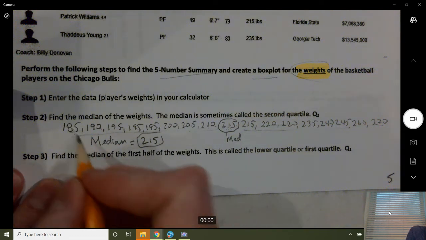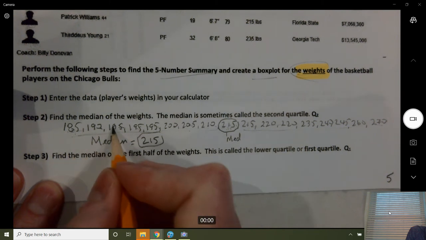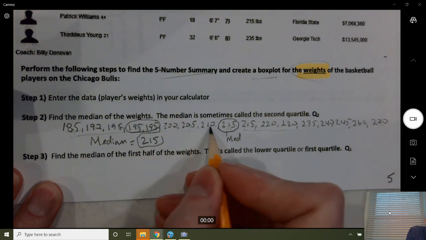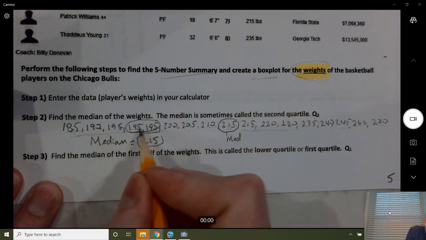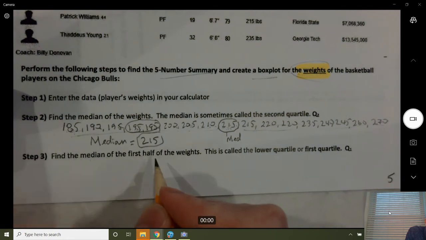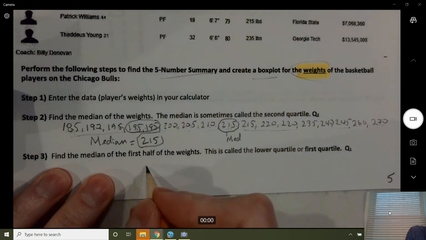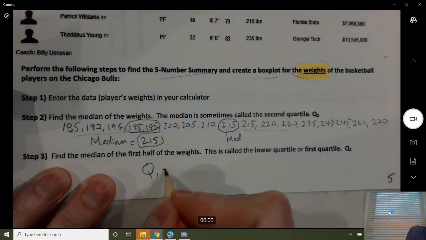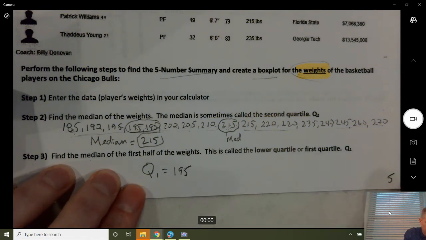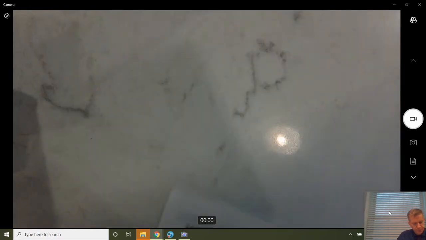Okay, the first half, 1, 2, 3, 4, 5, 6, 7, 8. So 1, 2, 3, there's 2 in the middle. And then 1, 2, 3. We have to average these two. 195 and 195 average out to 195. So the Q1 is equal to 195. Okay, pounds. All right, let's go to the next page.